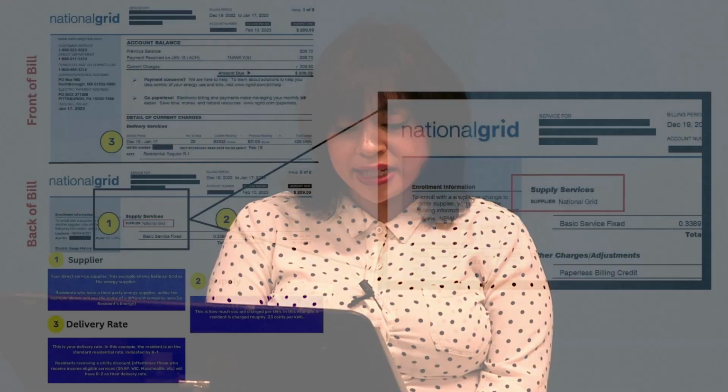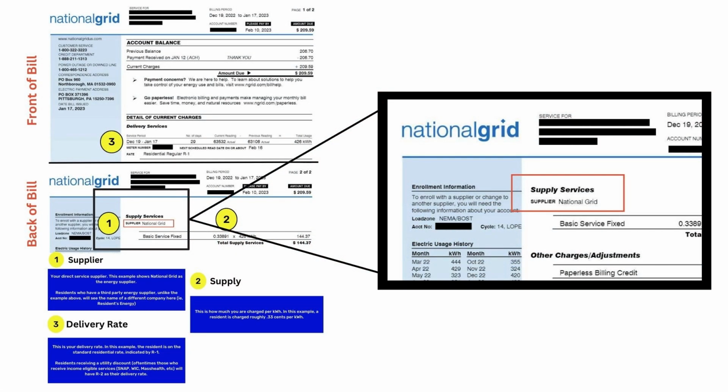Even though National Grid is the only electric company that serves households in Winthrop and Revere, the energy provided by National Grid could come from a third-party energy supplier. You can find out who your supplier is by looking at your energy bill and finding the word supplier on the back of your bill. Most residents will see National Grid as their supplier, like in our example bill. If you have a third-party supplier, you will see the name of a different company listed.